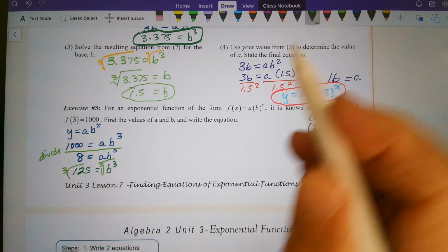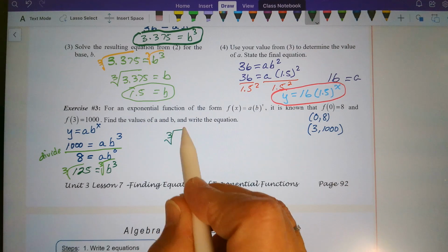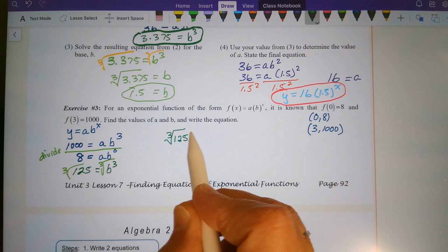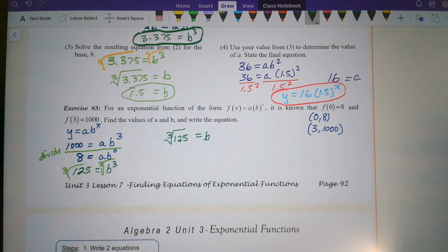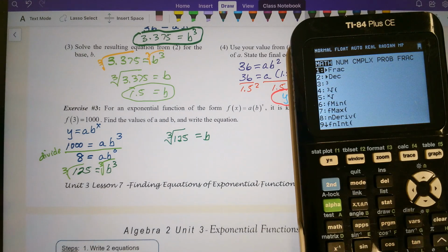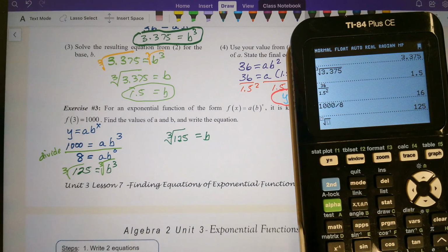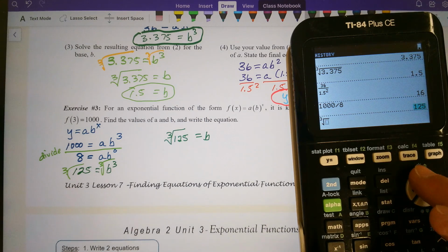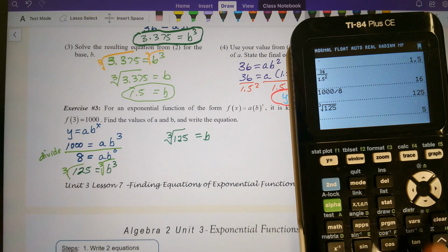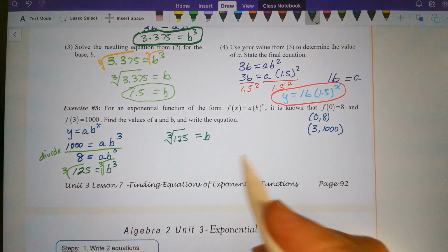And in the calculator, that's going to be math number 5. So math 5, third root 3, and 125. Just go up and grab that, bring it down. It's 5. So B equals 5.